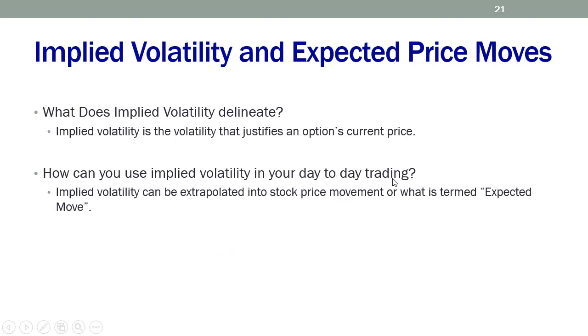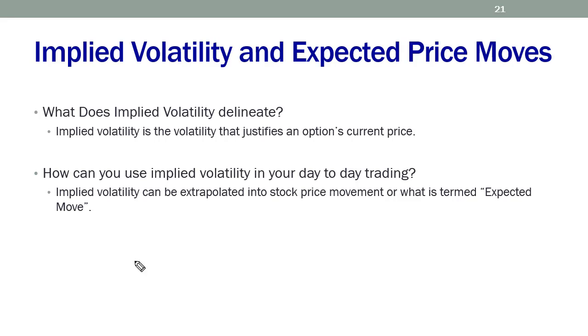Okay, now, implied volatility, an expected price move. So what does implied volatility do? Well, as he said, implied volatility justifies an options price. Yeah, you know what? I can't stand that definition. Bottom line is, what can you use it for? What can you use volatility for? You can extrapolate volatility into stock price movement. It's termed expected move. You can take volatility, all right? You can take this little volatility.